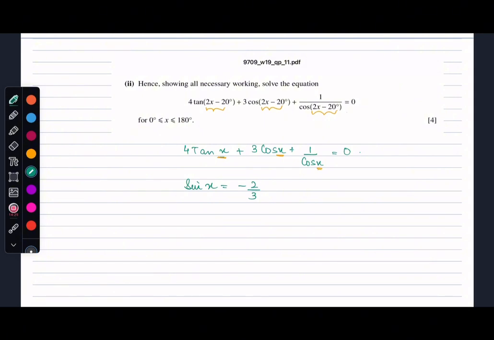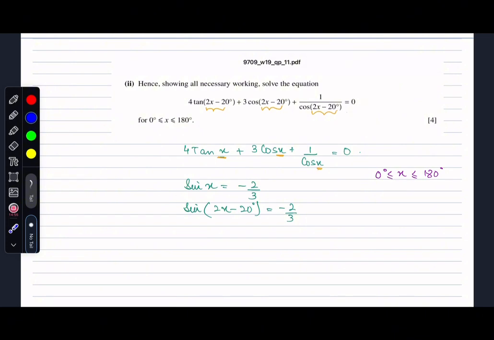But before doing that, it's sine of 2x minus 20 degrees, which shall be equal to negative 2 by 3. But here again, I should keep in mind that they have given us the domain, which is 0 less than or equal to x, which is less than or equal to 180 degrees. So if this is 2x minus 20, I need to adjust this x to 2x minus 20.